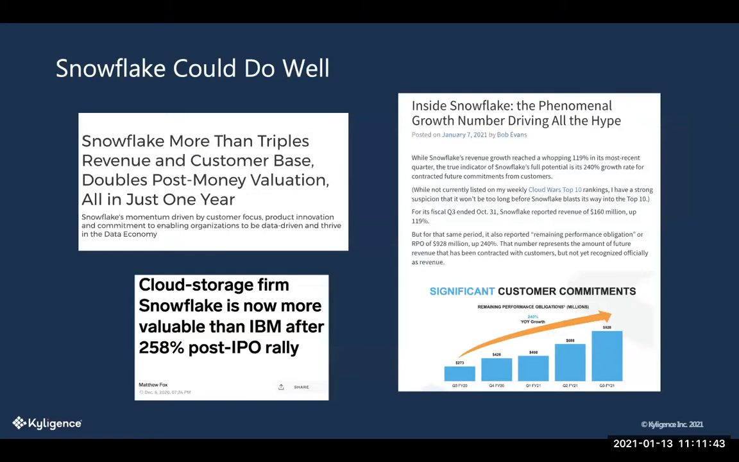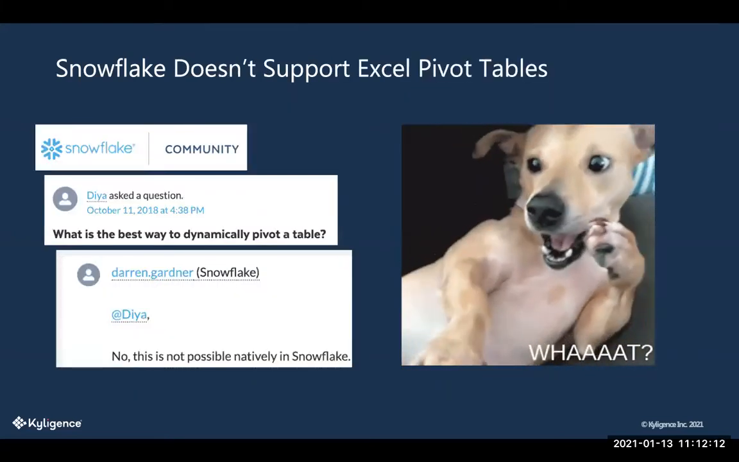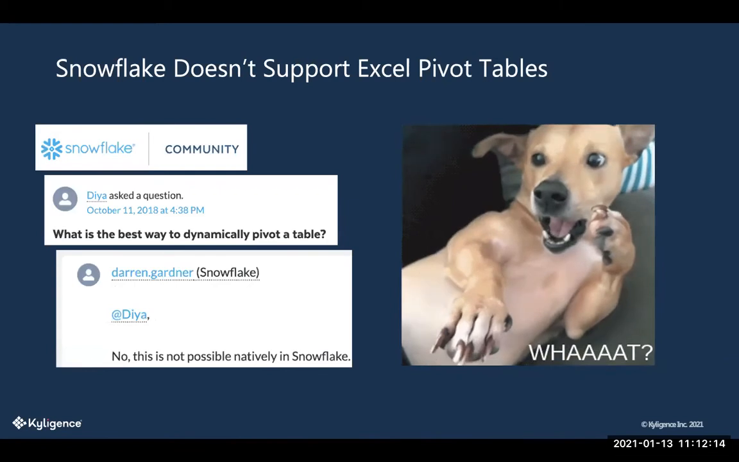And on top of that, Snowflake could probably do quite well. As we know, they've had a blockbuster IPO. They've been doing very well, and they have some good growth numbers that kind of support all the hype about it. So yes, we think it's a winner. They've done a good job on the product. It's a cloud-native data warehouse, and so it would be great if you could use pivot tables in Excel against Snowflake, but Snowflake doesn't support Excel pivot tables.